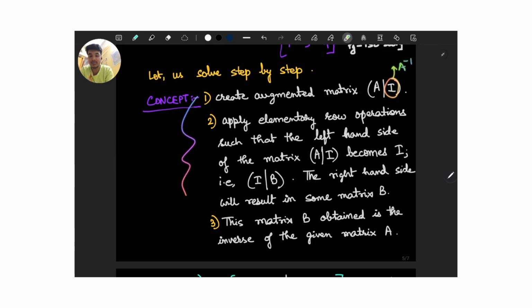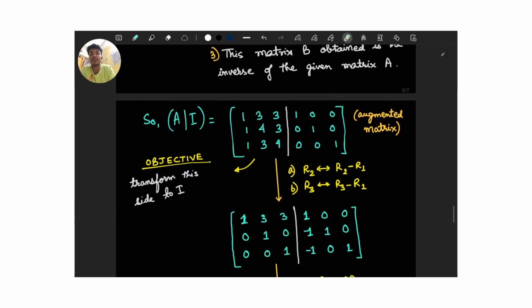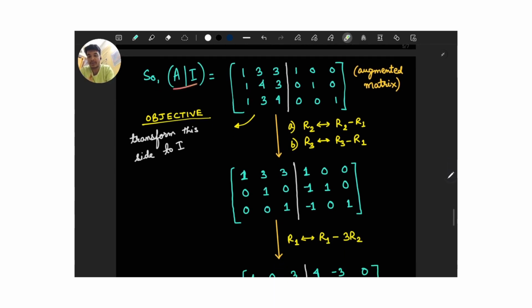So this is the basic concept which I have written here. You can pause the video and give it a read, and it will be easier to understand when I solve the question. So first, as you can see, we create the augmented matrix AI. This is A, and this is obviously I, the identity matrix. So the objective, as I said, is to transform this left hand side into I. In the process, whatever matrix is left here would be A inverse.